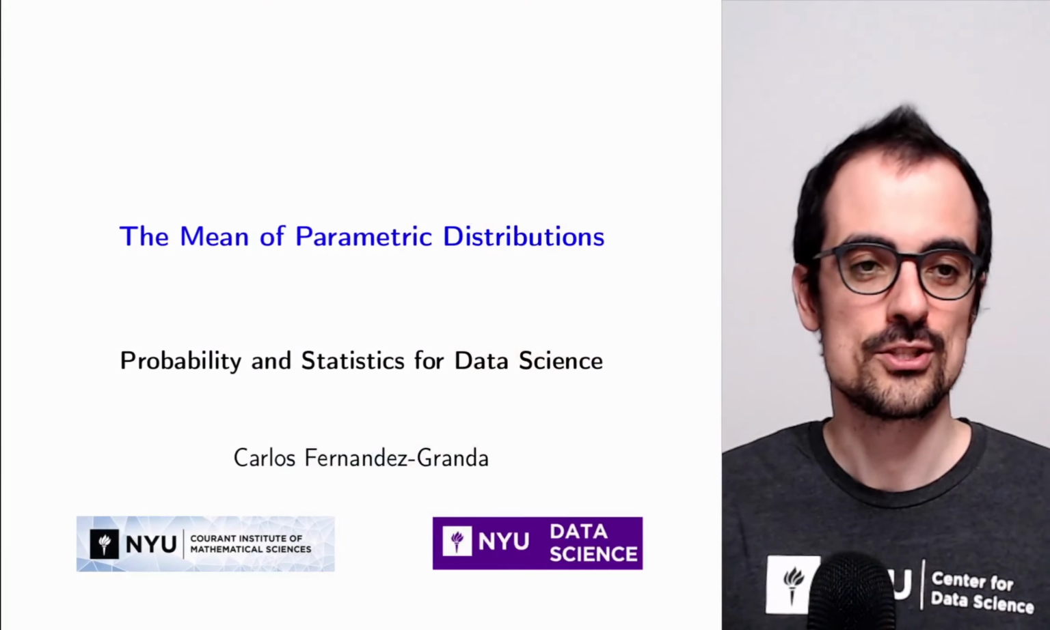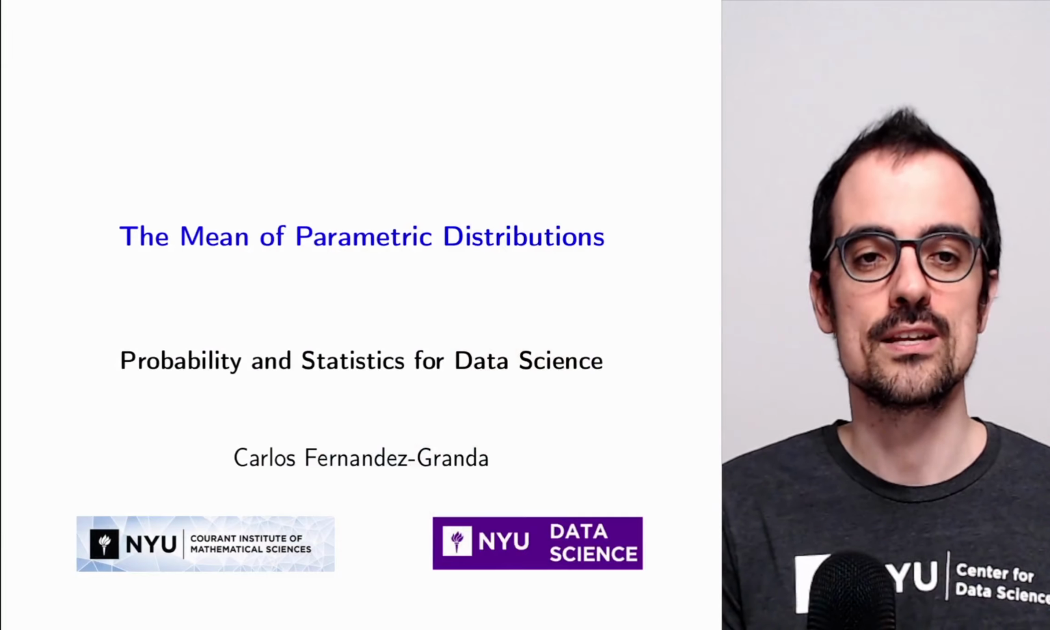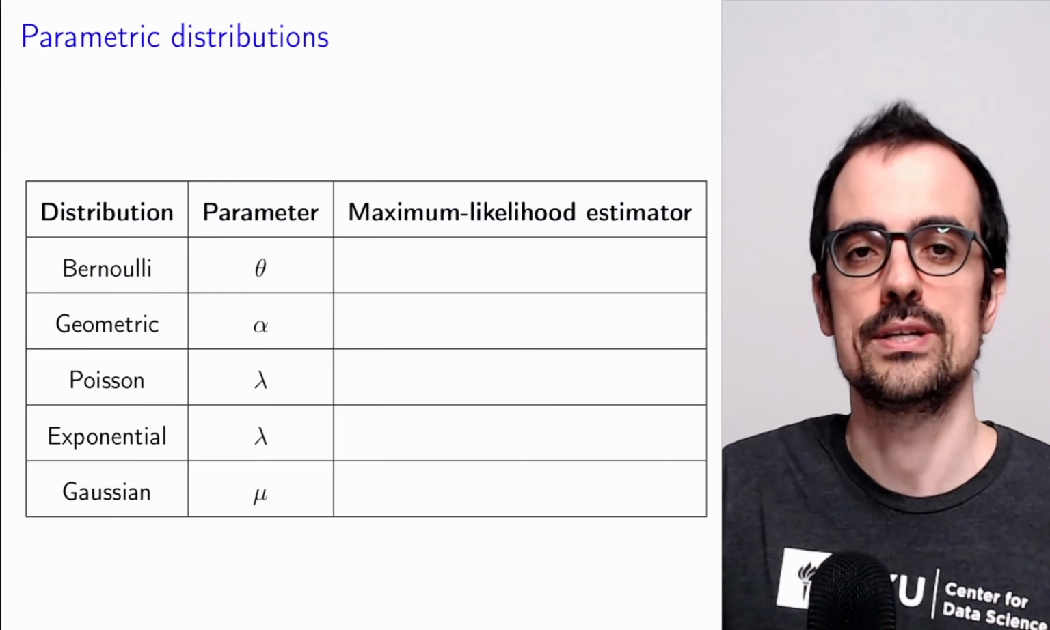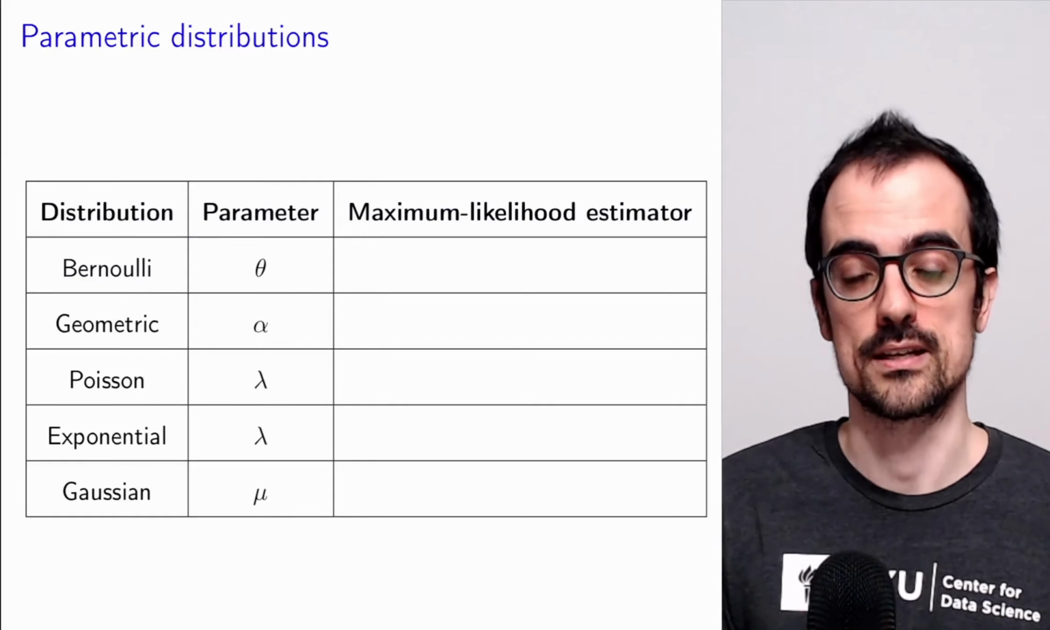Today we're going to derive the means of several popular parametric distributions, and we're going to see that the mean value of these random variables is intimately connected to how we estimate their parameters from data. Let's get to it. So we want to study the mean of several parametric distributions. Those are going to be the Bernoulli, geometric, Poisson, exponential, and Gaussian distributions.